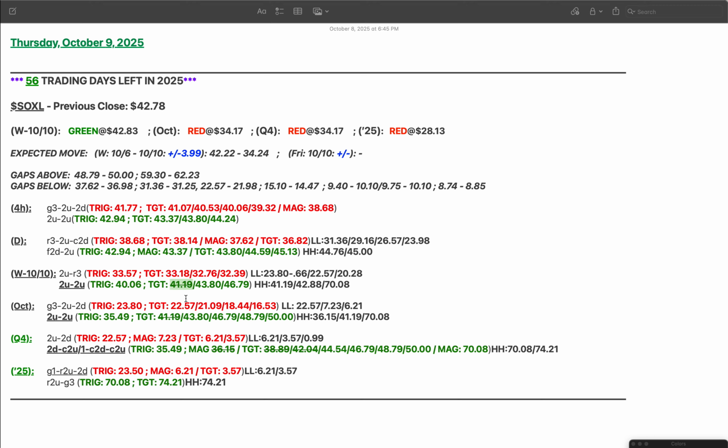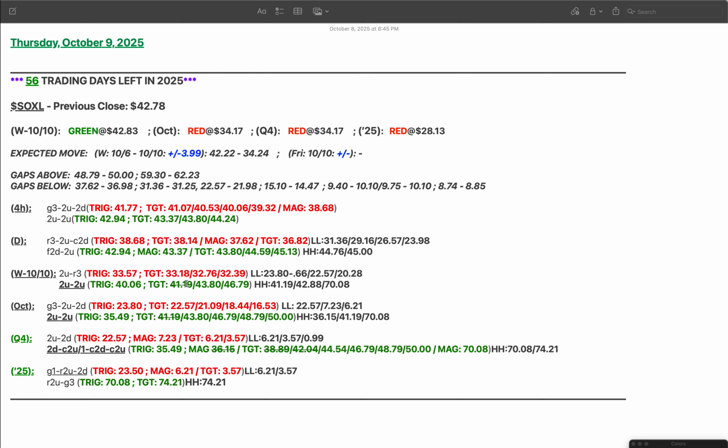We've already reached that first target of 41.19, looking for 43.80, and then 46.79 as a big time target there. If it does reverse and we get 2 red days tomorrow and Friday, and we do happen to make a red 3 on the week, which is a bearish engulfing candle, that would trigger at 33.57, first target 33.18, 32.76, and 32.39. So I don't think that that's going to happen. Quite a ways to go to get to that trigger.